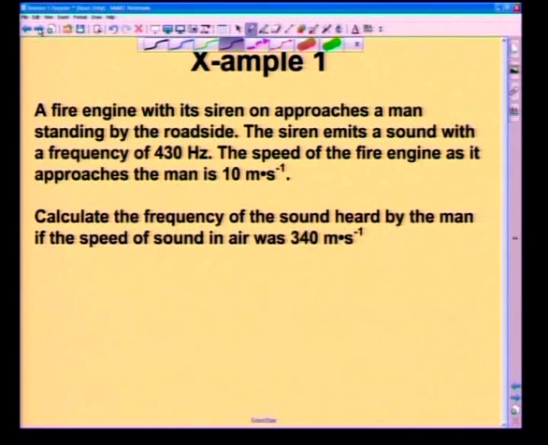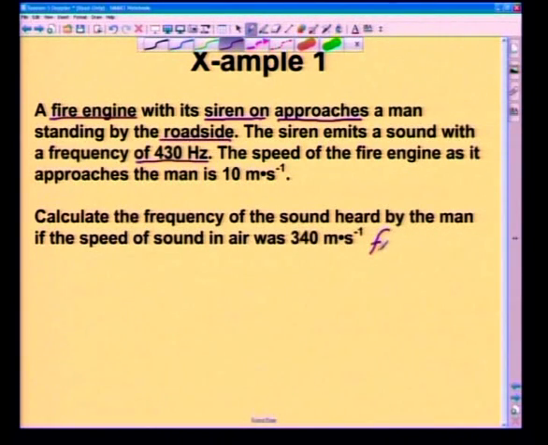Let's look at example 1. Now, example 1 talks about a fire engine. It has got a siren on, and it is moving and approaching a man standing by a roadside. The siren emits a sound with a frequency of 430 hertz. Now, we need to write this down. What is given to us?